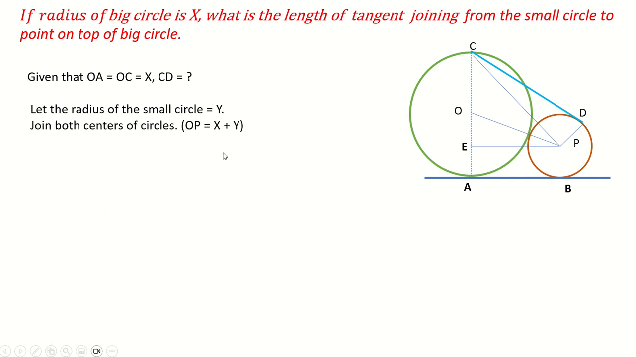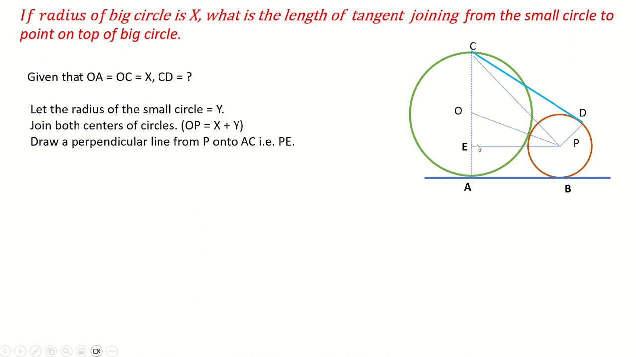Now, next what I will do, join both the centers of the circle. That is OP. What is the OP length? X plus Y, correct? Because this is X radius, this is Y radius, so OP is X plus Y. And draw a perpendicular line from P onto AC. From P I am drawing a perpendicular line onto this diameter AC.